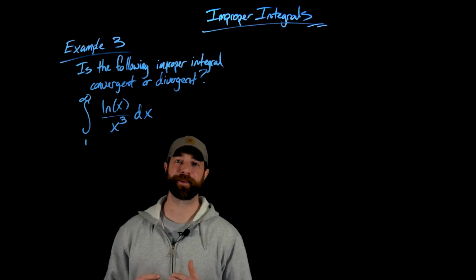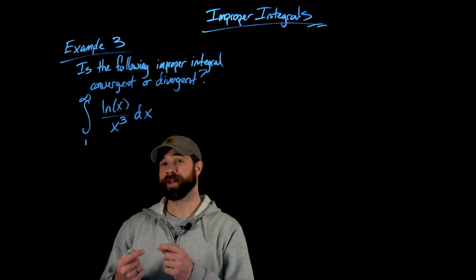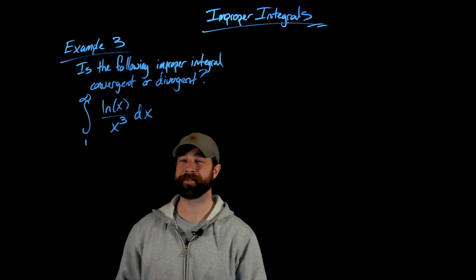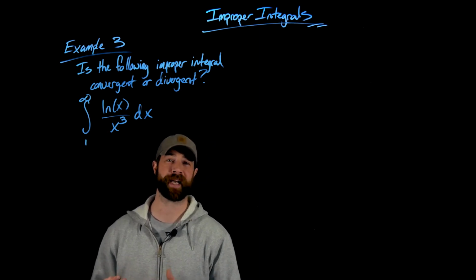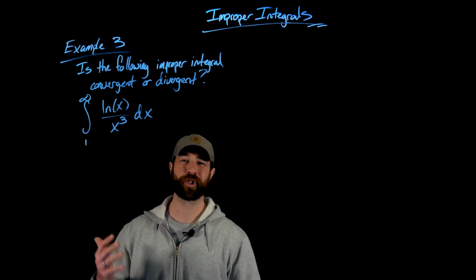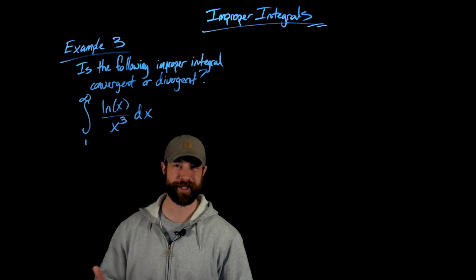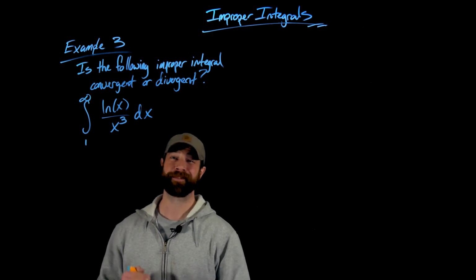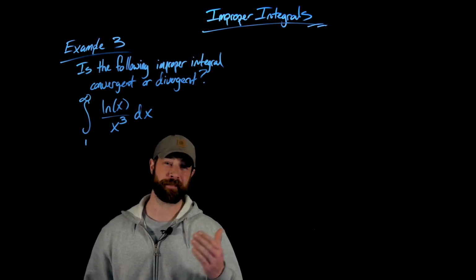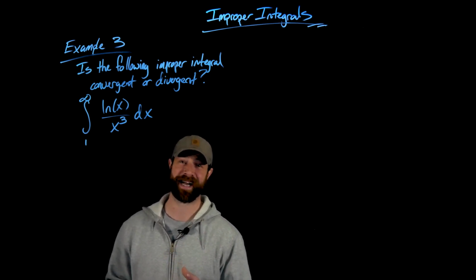So in this example, we're being asked to determine whether the improper integral from 1 to infinity of the natural log of x over x cubed is convergent or divergent. And again, what we're going to do is actually try to see if it converges. That's our way of doing this. If we get a value, it's convergent. If we can't get a value, it's unbounded, goes to infinity, then we say it's divergent.